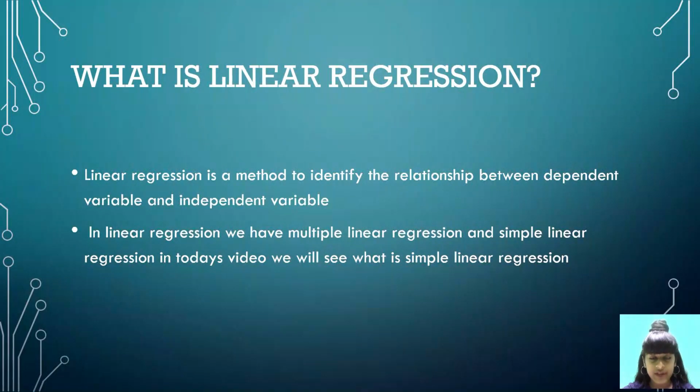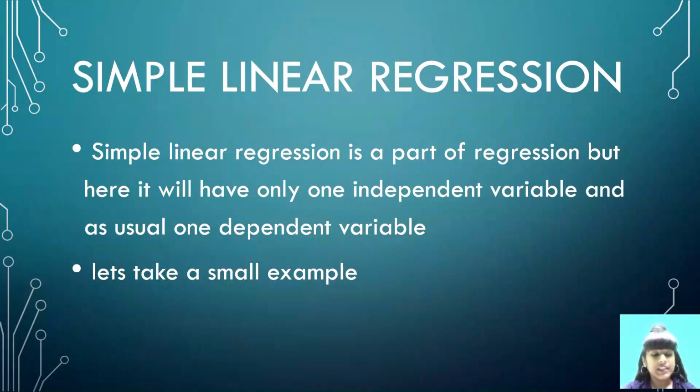You can refer to the name over here that says multiple linear regression. In multiple linear regression we have two or more independent values. The main difference between multiple linear regression and simple linear regression is that simple linear regression contains only one x value and multiple linear regression contains two or more x values. Let's see what exactly is simple linear regression. Simple linear regression is a part of regression, but here it will have only one independent variable and as usual one dependent variable. Let's take a small example.